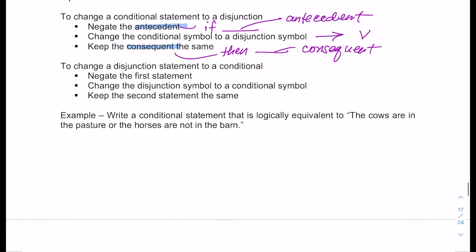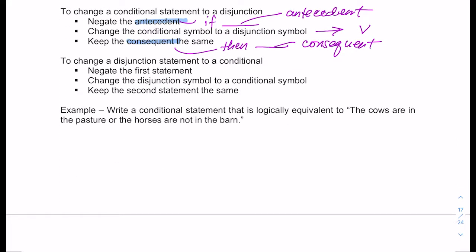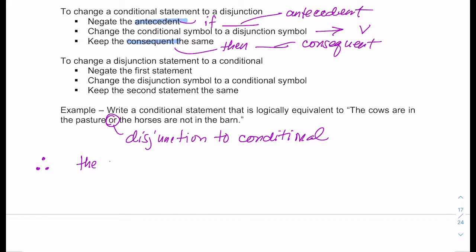So let's look at an example. Write a conditional statement that's logically equivalent to the cows are in the pasture or the horses are not in the barn. Okay, so we have or, which symbolizes a disjunction. And we want to convert that to a conditional, which is just an if-then. So what I'm going to do first is negate the first statement. My first statement is the cows are in the pasture. To negate that, I would say the cows are not in the pasture.